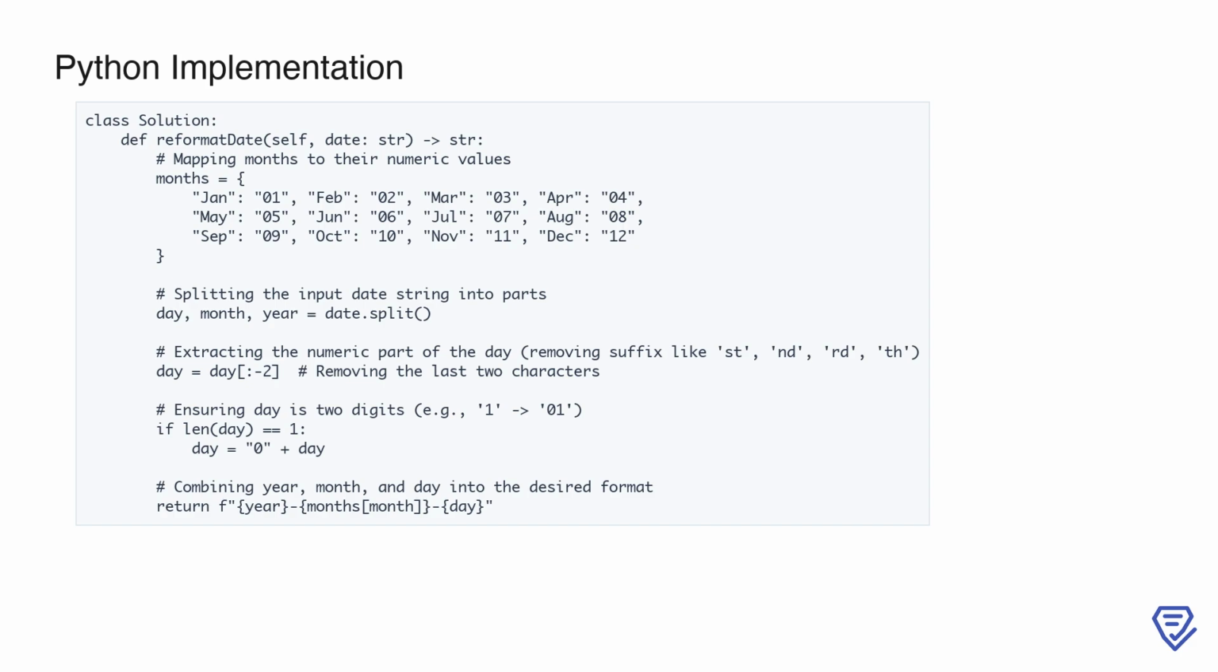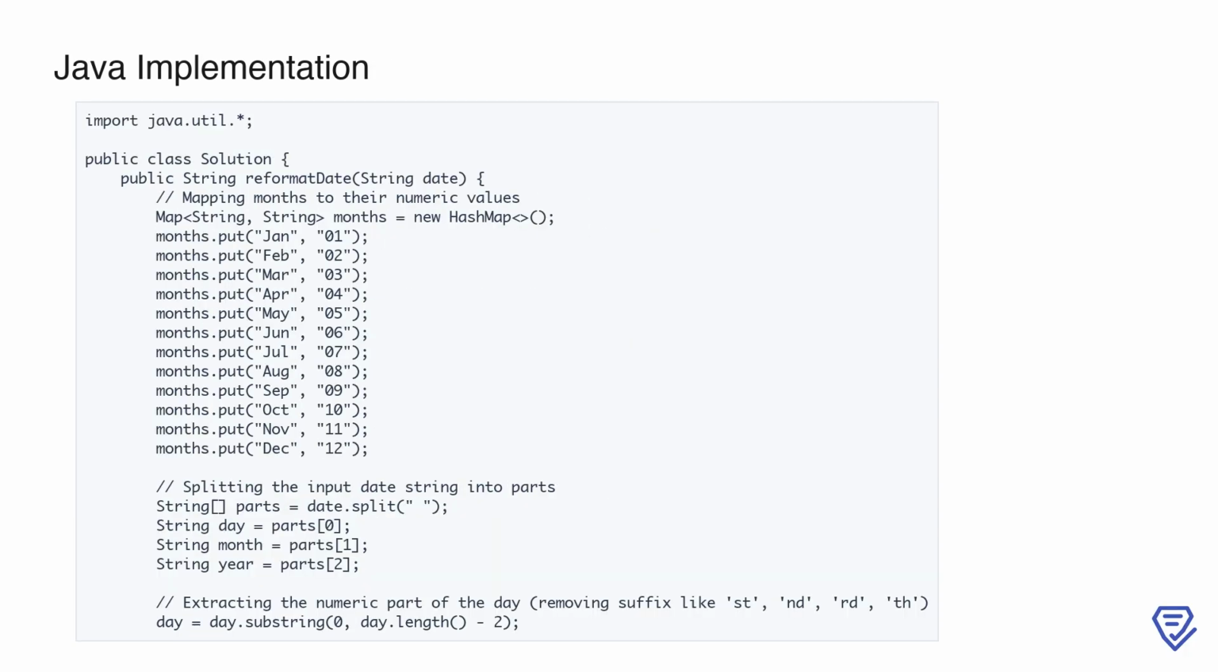This approach ensures the output is correctly formatted and handles all cases specified in the problem. The solution is efficient with O(1) time complexity since the operations involve fixed string manipulations and dictionary lookups. Here, we start by creating a map to associate each month abbreviation with its corresponding numeric value. This will help us later when converting the month part of the date string.